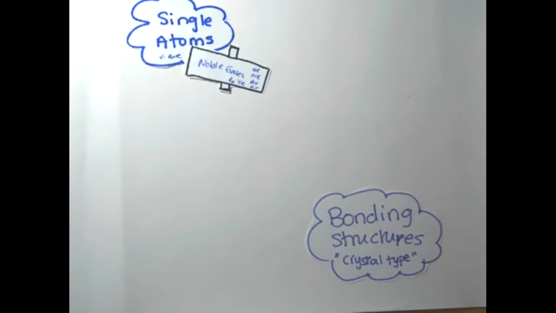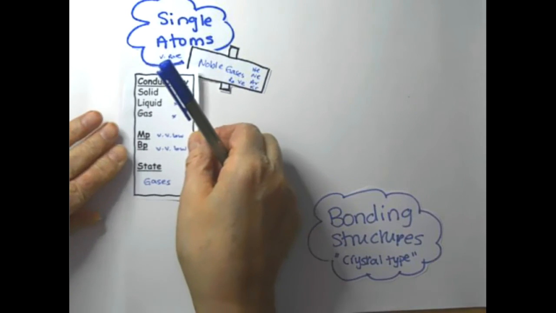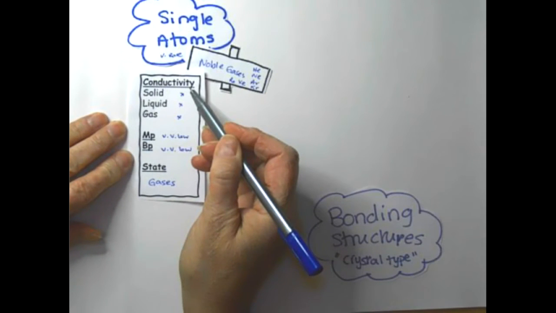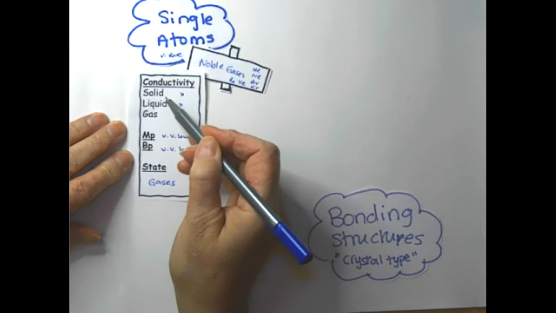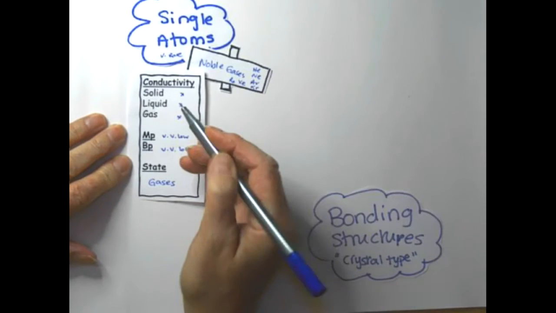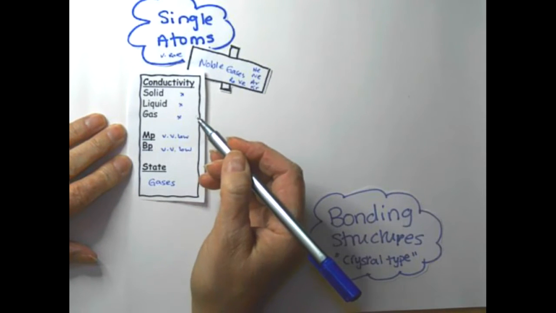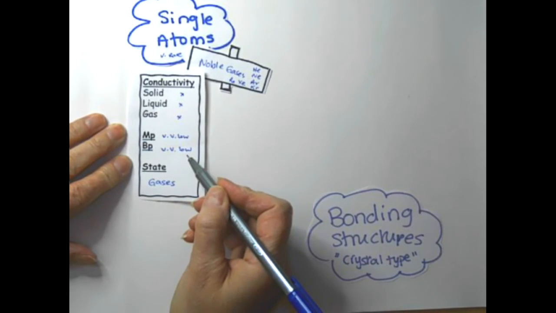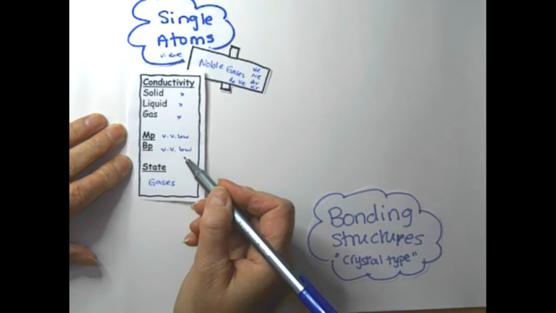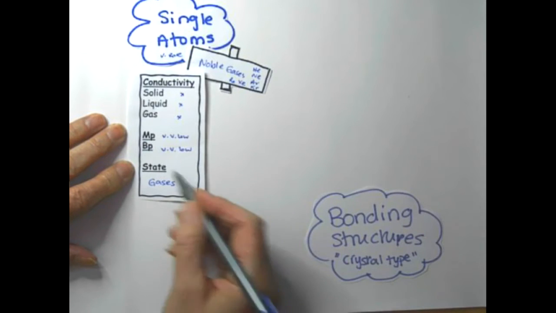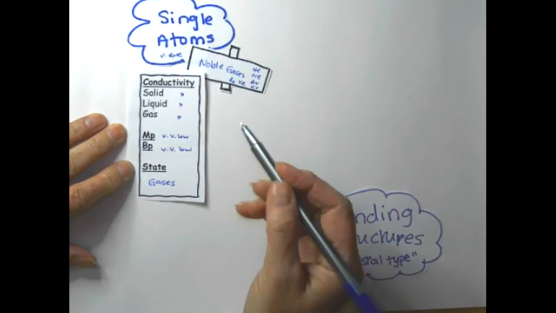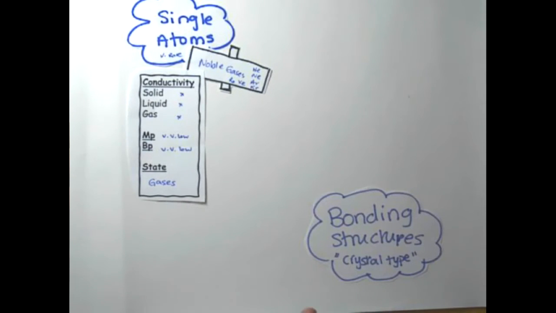And in terms of some of their properties, so things that we can measure, like conductivity, can they conduct electricity? Well, they can't, not in the solid, liquid or gas phase at all. They've got no free electrons and they're certainly not charged. So in terms of melting point and boiling point, they're very, very low, of the order of tens of Kelvin. And in terms of the state, they are always gases. So we've got monatomic species, the single atoms, and they're the noble gases.